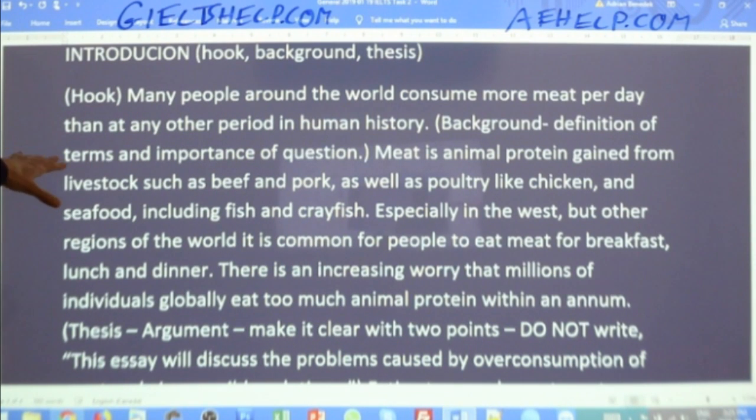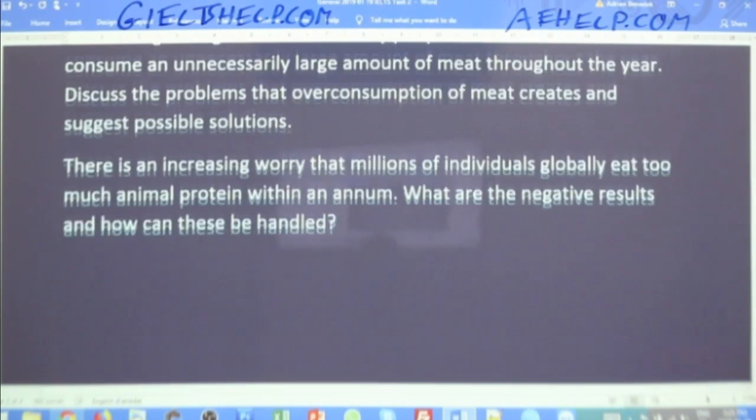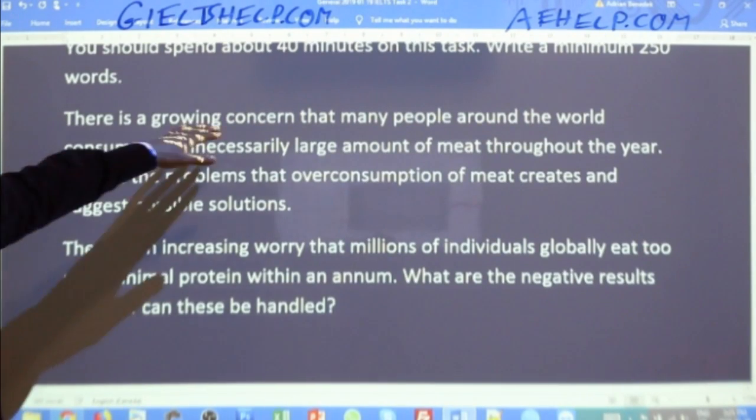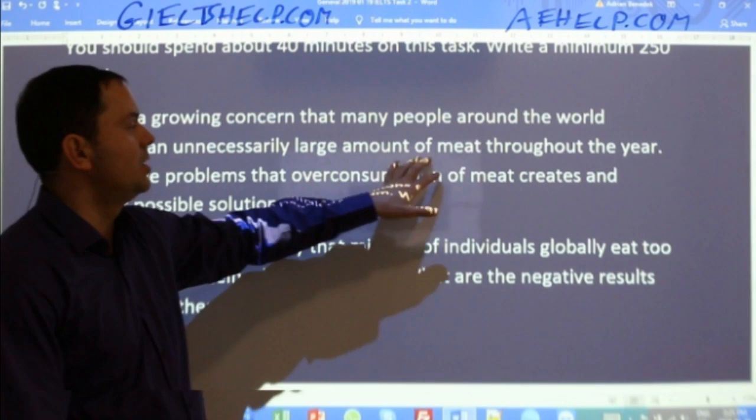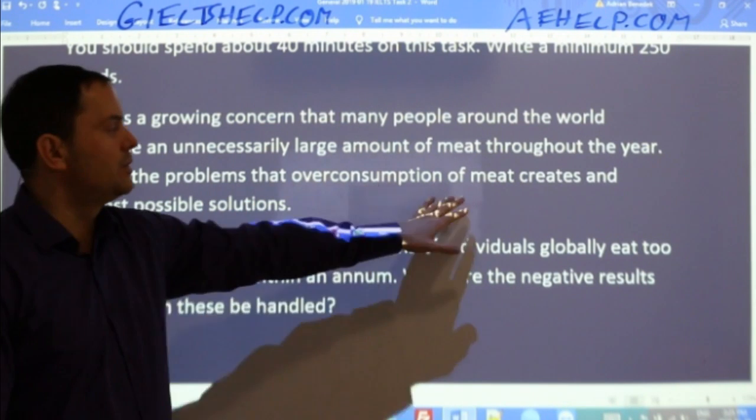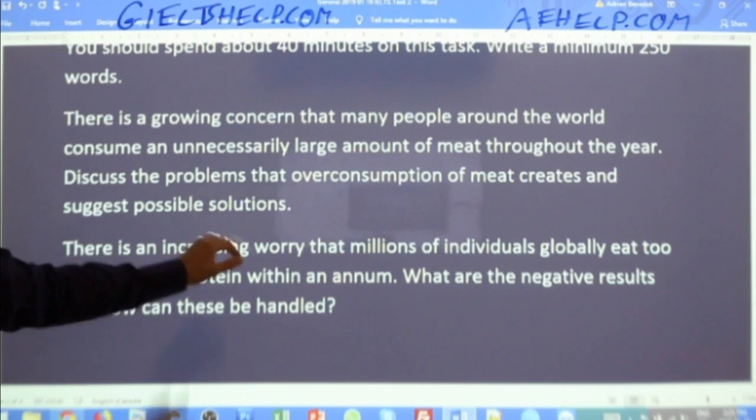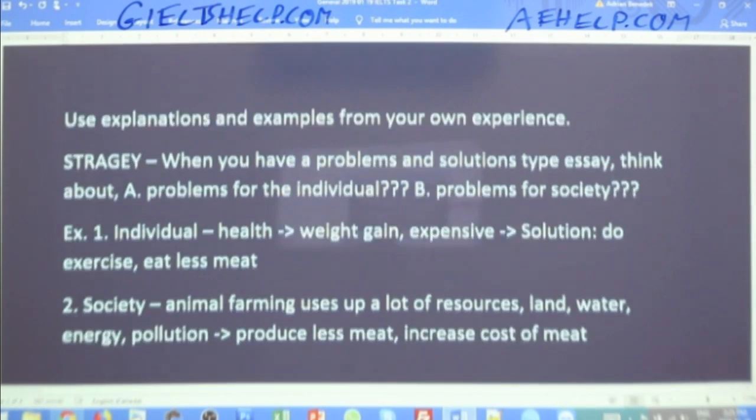Let's read together, students. So the original question here is, there is a growing concern that many people around the world consume an unnecessarily large amount of meat throughout the year. Discuss the problems that overconsumption of meat creates and suggest possible solutions. Here's our response.